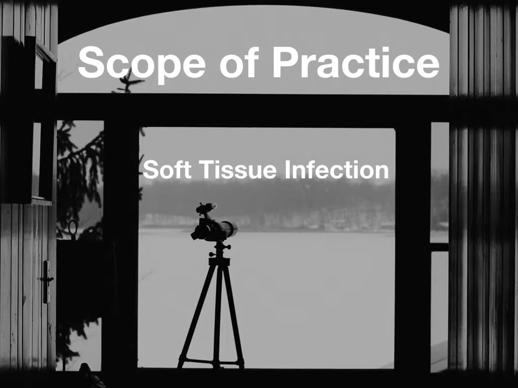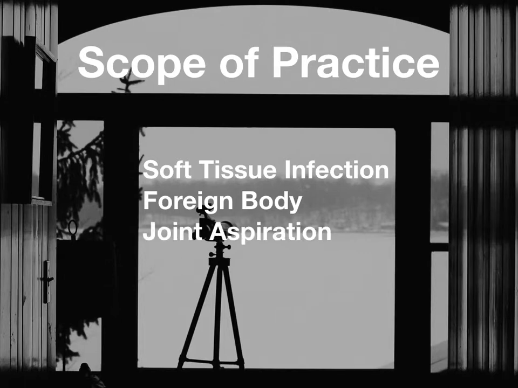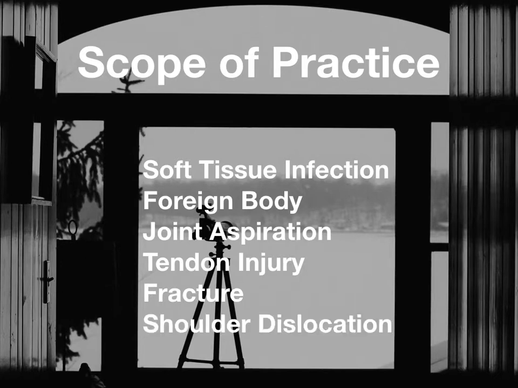Furthermore, the ultrasound can be used to ensure complete drainage of an abscess, to help differentiate between a joint infection versus a soft tissue infection, and to help identify early signs of necrotizing fasciitis, such as gas or deep fascial fluid. Other indications for MSK and soft tissue ultrasound include evaluation for foreign body, joint aspiration, evaluation of a tendon injury, fracture, as well as shoulder dislocation and reduction confirmation.